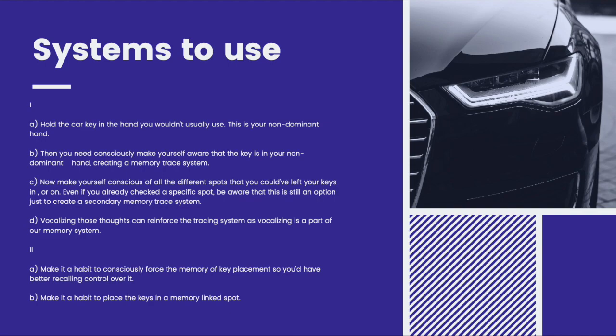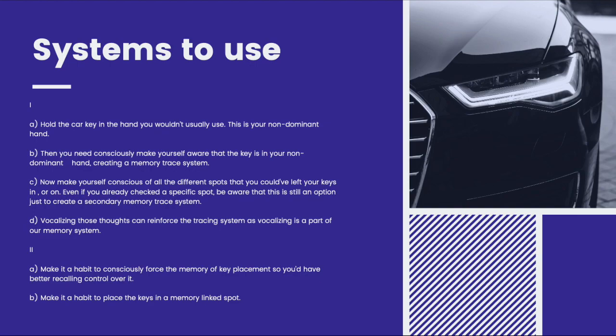Try to remember all the different times where you lost your keys and then found them in a specific spot. You can try vocalizing those thoughts so you can reinforce the tracing system, as vocalizing is a part of our memory system. So you can say, I found my keys under the desk. I found the keys in between the couch pillows. I found the keys behind the door.